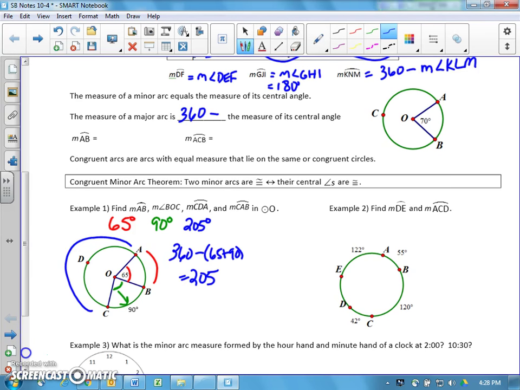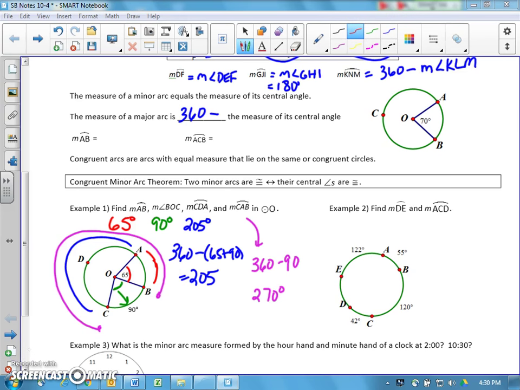The last one here is the measure of arc CAB, and so we're looking for this part right here. Oh, I'm sorry, I'm backwards. For arc CAB, we have to start at C, go through A, all the way around to B. If you notice, this includes all of the circle except for that 90-degree region. So to do this, we would do 360 minus 90, and this is going to be 270 degrees.